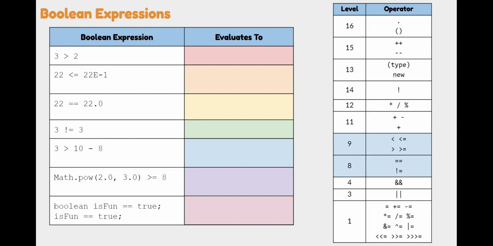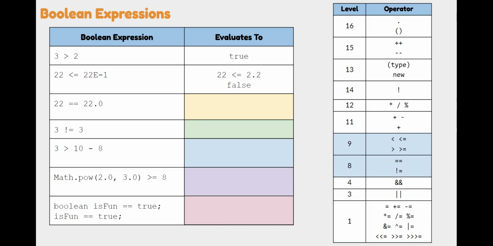Take a second and see if you can determine if these Boolean expressions will evaluate to true or false. The first Boolean expression that we created is 3 is greater than 2. That will evaluate to true. Our second Boolean expression is 22 is less than or equal to 2.2. That will evaluate to false.